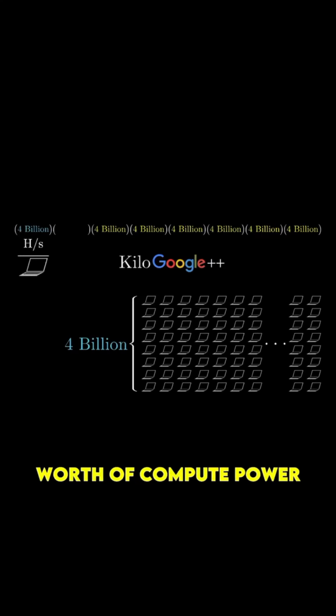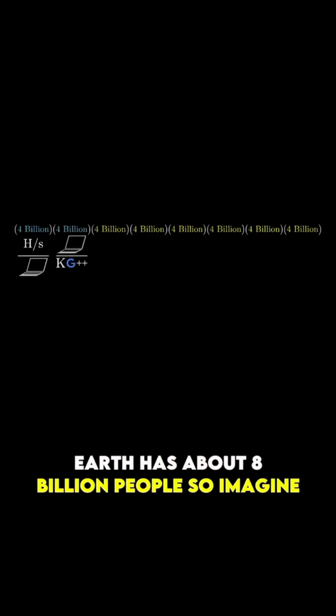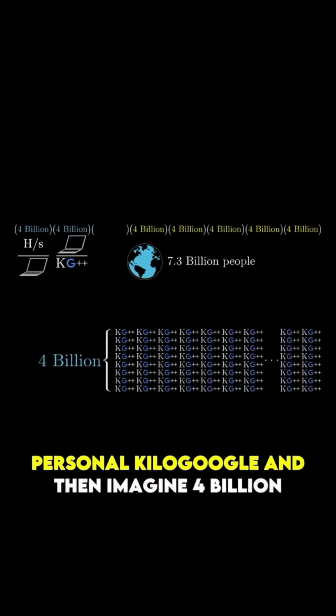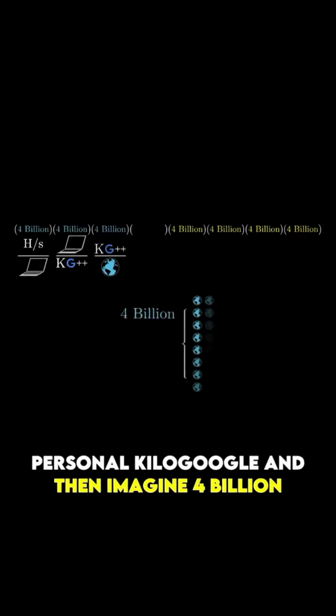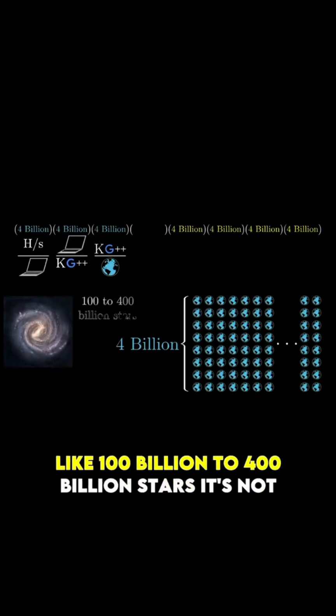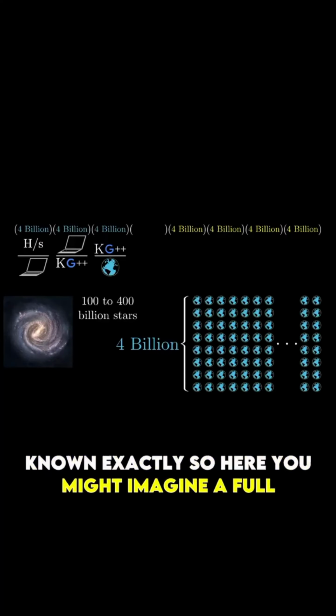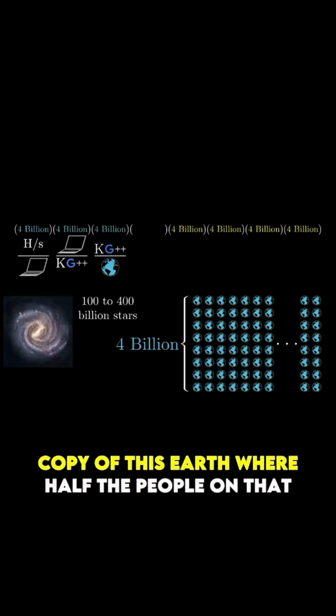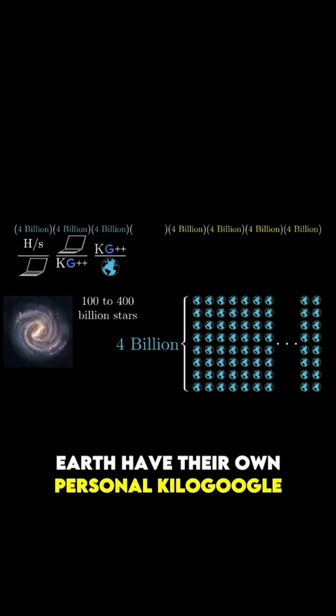worth of compute power. Earth has about 8 billion people, so imagine giving half the people on the planet their own personal kilogoogle. And then imagine 4 billion copies of this Earth. The Milky Way has something like 100 billion to 400 billion stars. It's not known exactly. So here you might imagine a full 1% of all the stars in our galaxy having a copy of this Earth, where half the people on that Earth have their own personal kilogoogle.